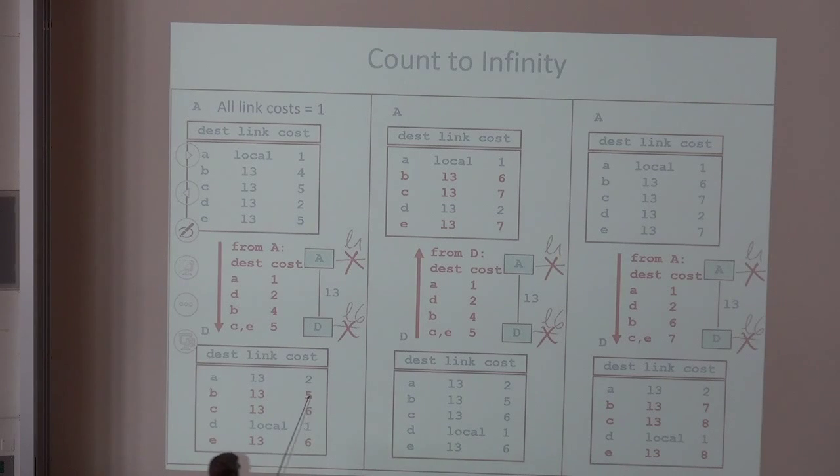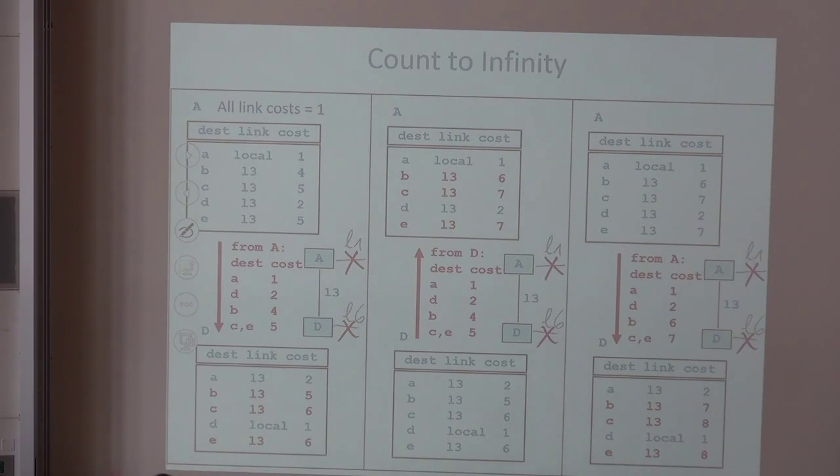So this is what will happen after processing this update. D will also send similar thing, and A will continue processing, etc. We will see what we have called counts to infinity.